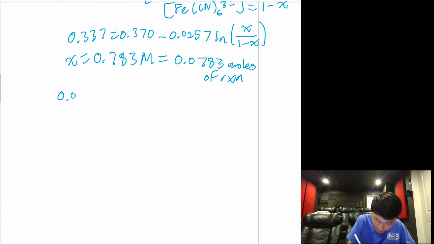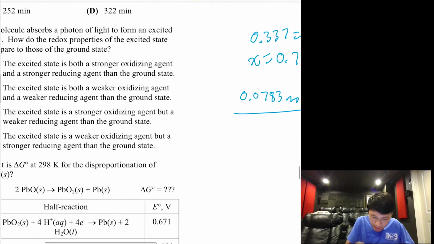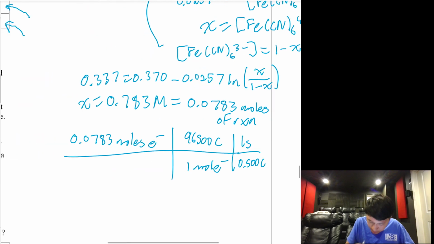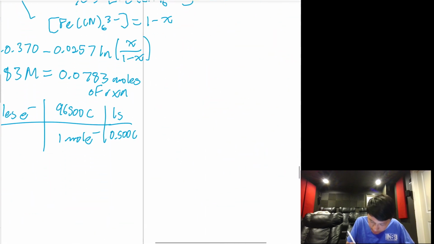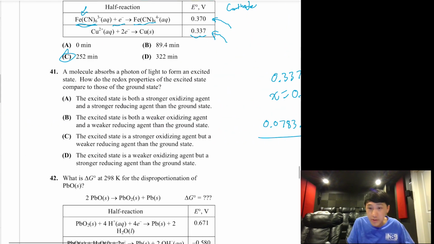So we have 0.0783 moles of electrons, and we know 96,500 coulombs for 1 mole of electrons. And we're also given the amperage, which is 0.500, so that's 0.500 coulombs per 1 second. And then they're asking us in terms of minutes. So we just take 60 seconds for 1 minute, multiply this all out, and the value you get is 252 minutes, which is our answer. So C is correct.